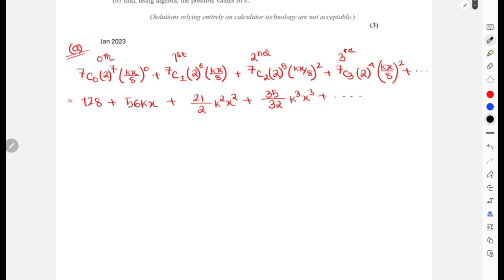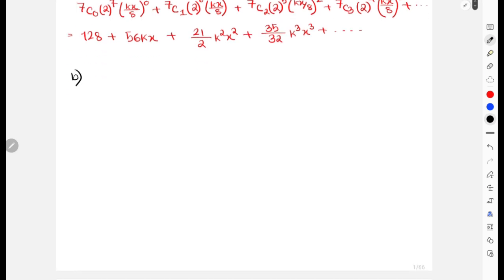Now we can clearly understand that as they were saying x square, x and x cube, right? So over here T1, term 1, is going to be 56k. Term 2, coefficients of x square, x cube was written, right? That means we're only going to take this number and not the x involved with that. So 21 over 2 k square, and T3 is 35 over 32 k power 3. These were the three terms.